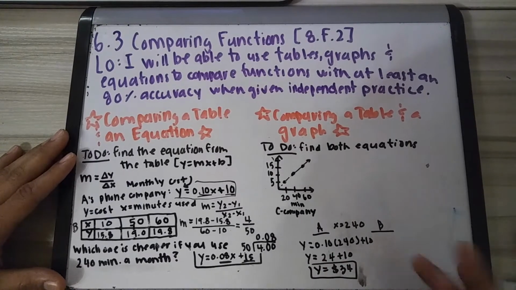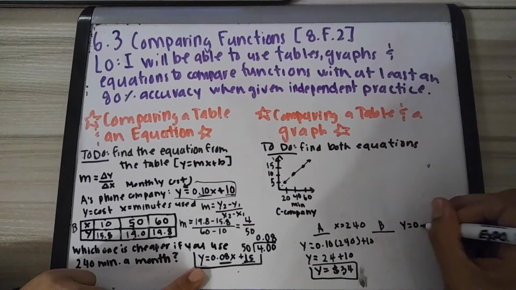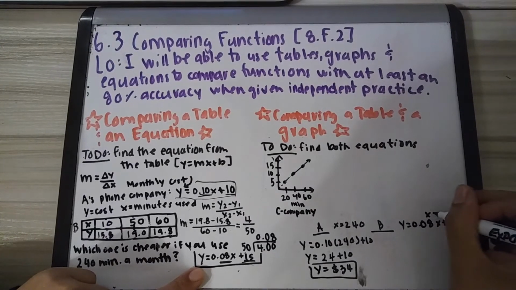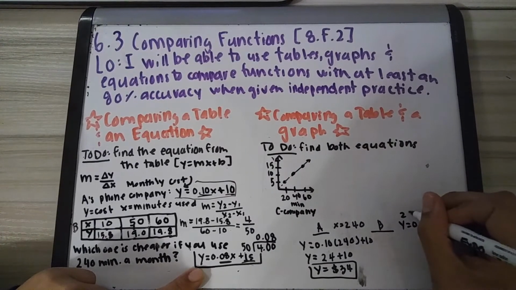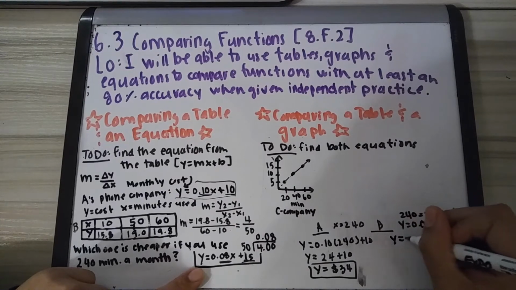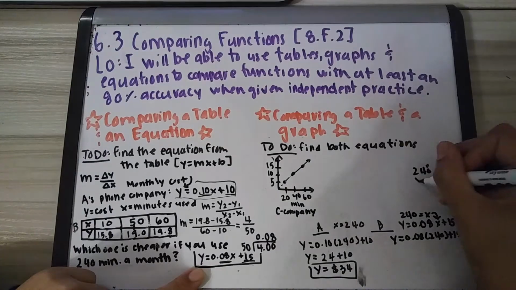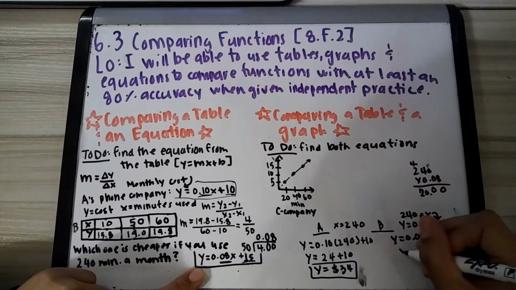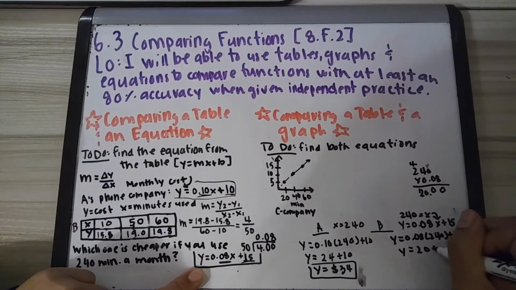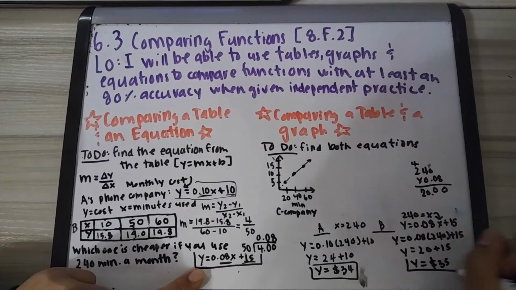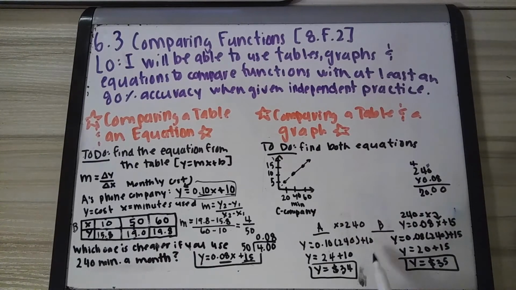Now company B is this equation. I'm going to plug in 240 for X right here. So Y equals 8 cents times 240 plus 50, plus $20 plus 15, which is 35 bucks. So in this case, if you're spending 240 minutes on the phone, it'd be cheaper if you go with company A. Okay.